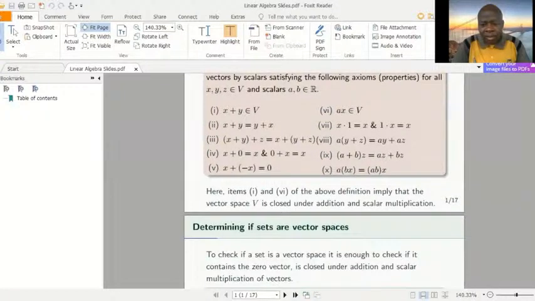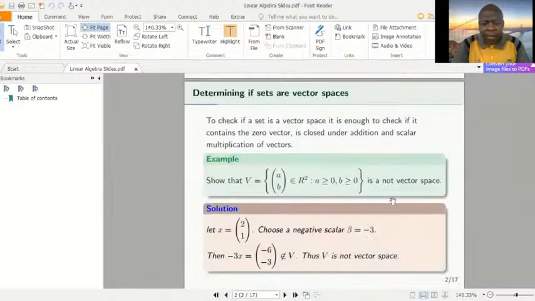And the examples that I want to show you now are how to determine if a set is a vector space, determining if sets are vector spaces. And I've already stated this. I'm just repeating, and I've said that to check if a set is a vector space, it is enough to check if it contains the zero vector, that is, if it's non-empty. So what this means is that V would be a vector space if it is not empty.